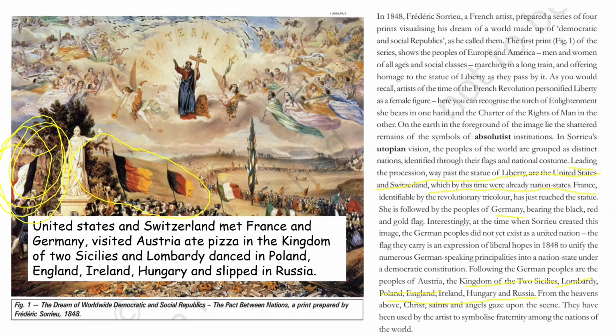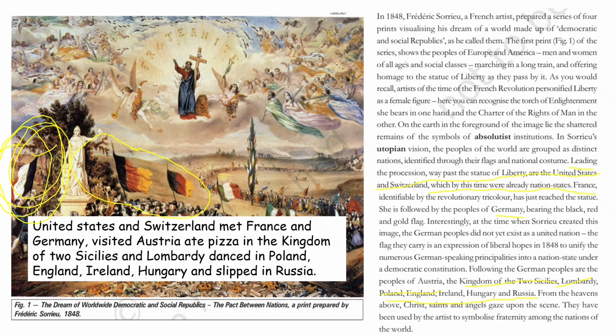Now remembering this order of nations is also very much important. So for that you can just form a small line of interesting words to remember the nations. You can take a screenshot of this and remember the names of nations, because it is usually asked as an MCQ question, and if you make any mistake then you definitely lose your marks there. So you can write it down as: United States and Switzerland met France and Germany, visited Austria, ate pizza in the kingdom of Two Sicilies and Lombardy, danced in Poland, England, Ireland, Hungary, and slept in Russia.